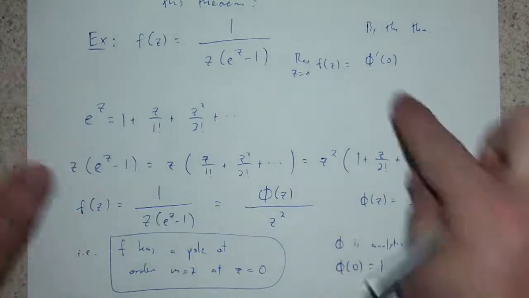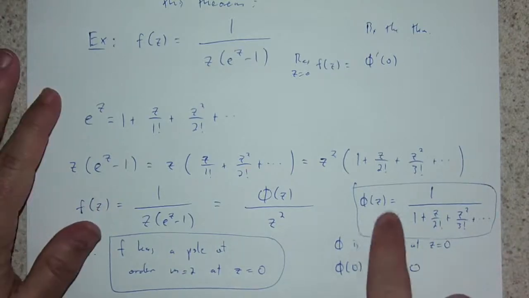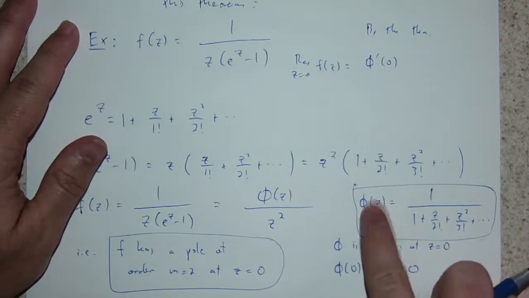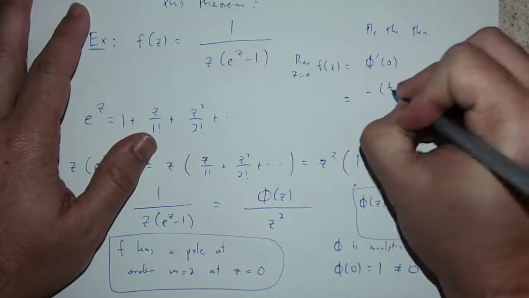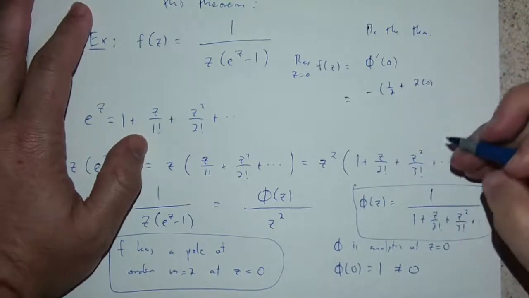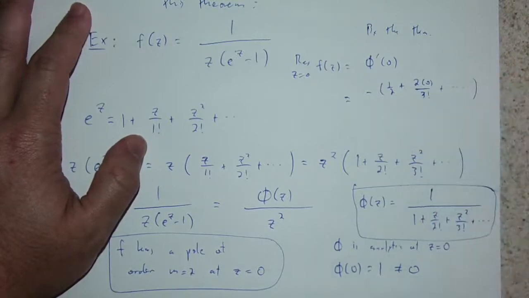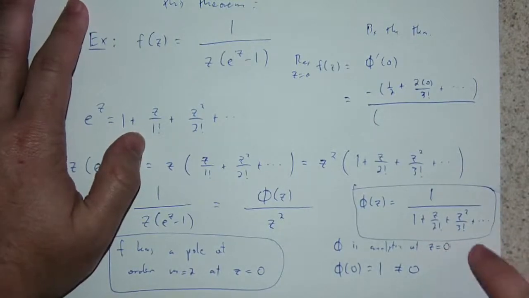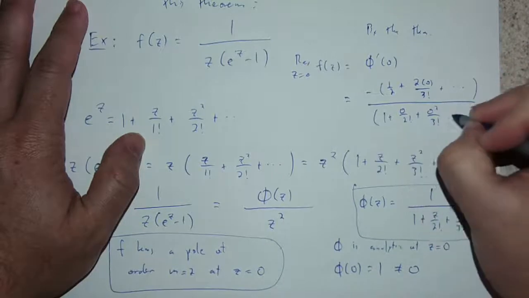But then, what is the derivative of phi at 0? If this is phi of z, I can compute the derivative of this thing term by term here. And so phi prime of z at 0 is minus 1 half, plus 2 times 0 over 3 factorial, and every other term is going to have a 0 there, so I don't care about it, over this thing squared, right? 1 plus 0 over 2 factorial plus 0 squared over 3 factorial, and so on, all that squared.